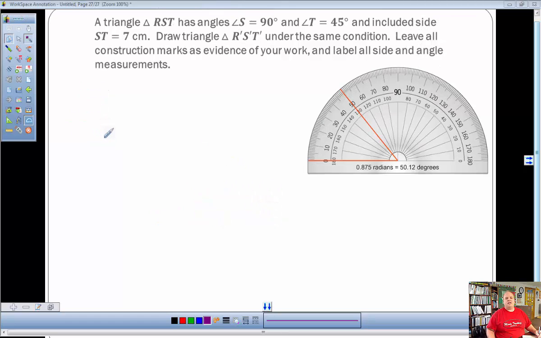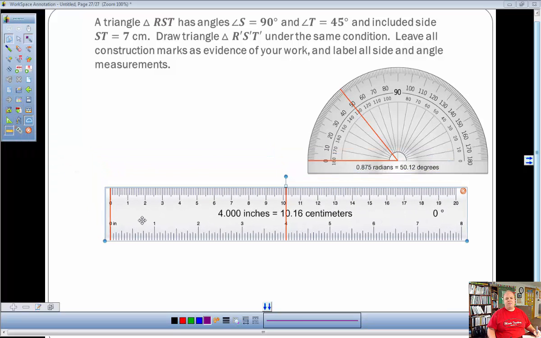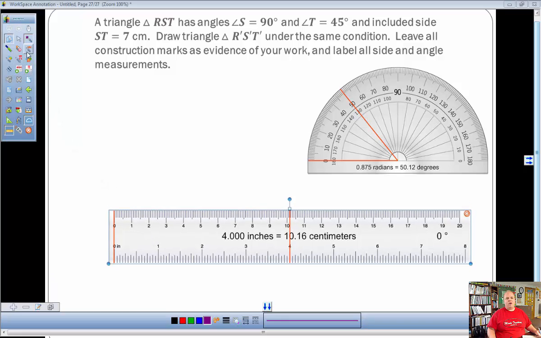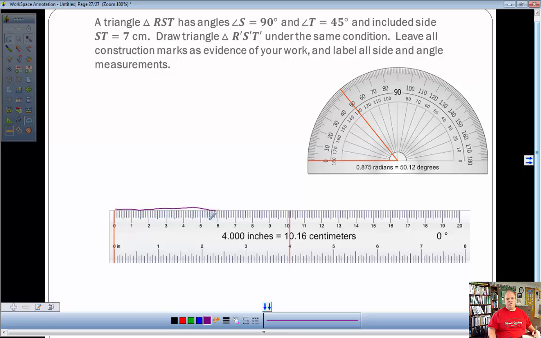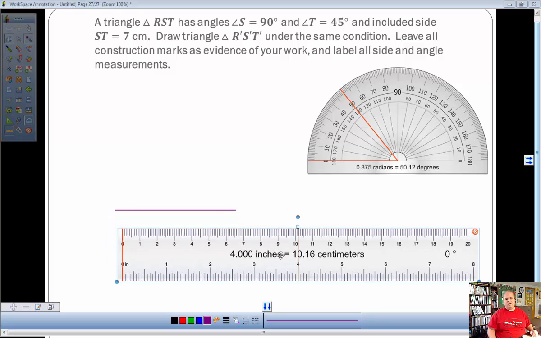Alright, this one says angle RST has angles S as 90 degrees, angle T is 45 degrees, and the included side is 7 centimeters. Draw the triangle RST prime under the same conditions. So I'm going to get my ruler back out because that's where I'm starting from. Okay, I'm going to draw my line as 7 centimeters, so I'm going to start here at 0. Go over to 7. Alright. You can put that away.